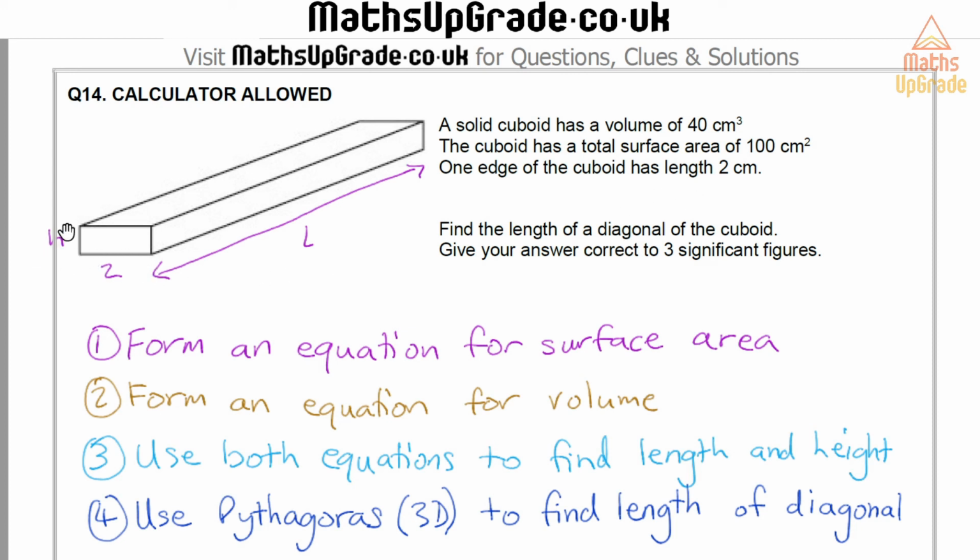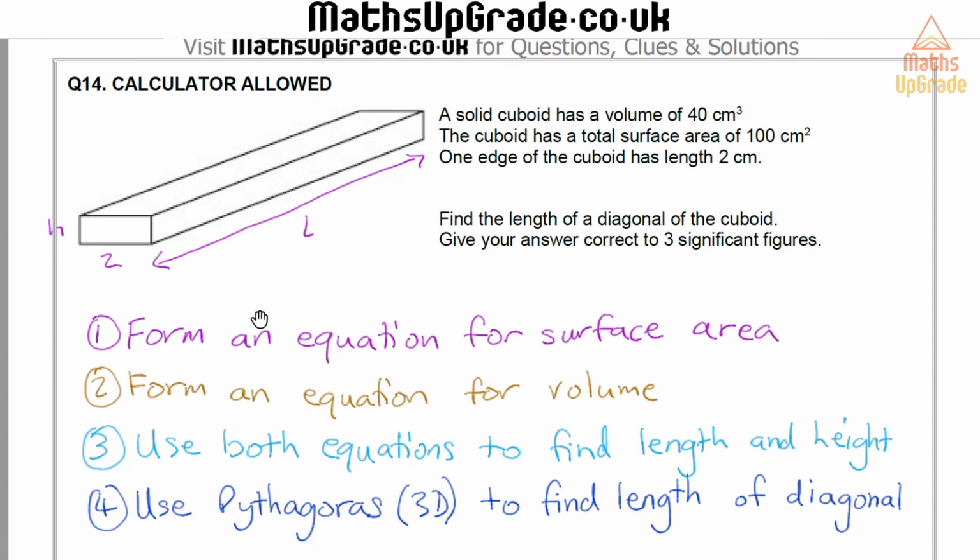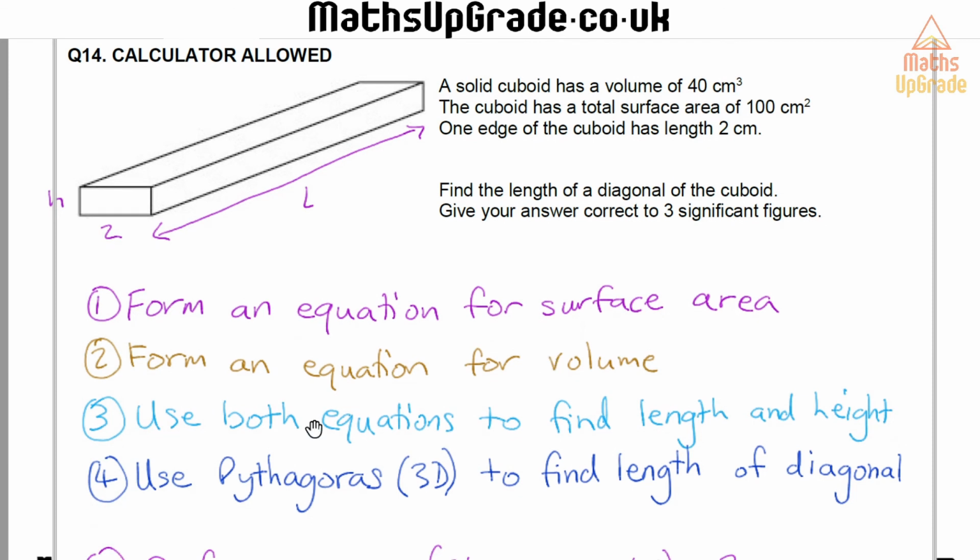I don't know anything about the height, so I'm just going to use the letter H, and I don't know anything about the length, so I'm just using the letter L. The steps I'm going to take now is I'm going to form an equation for the surface area. I can only form an equation since I'm only given really one value here. I'm also going to form an equation for the volume. I'm going to use both equations to find the length and height of this cuboid.